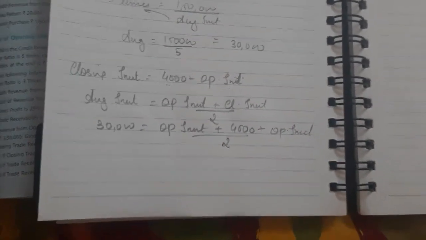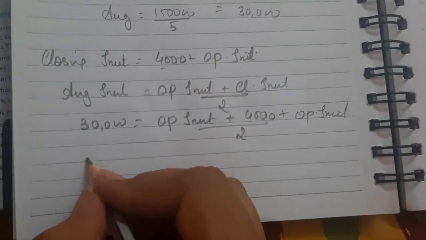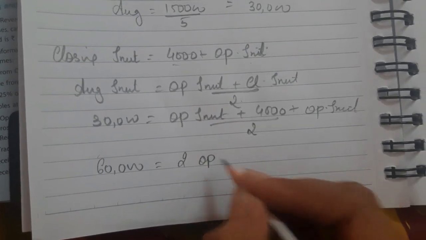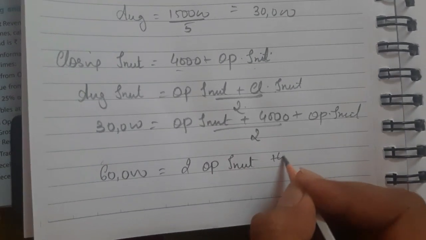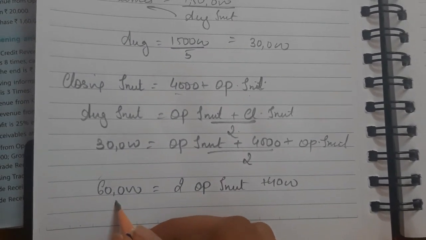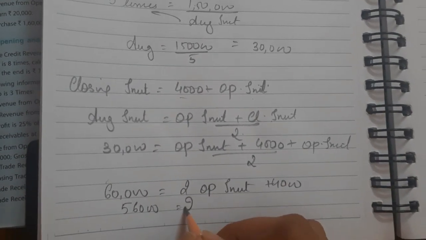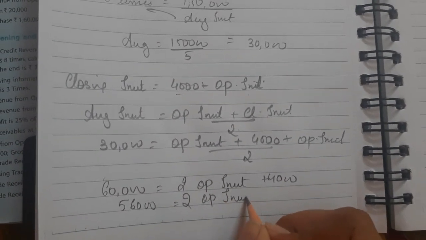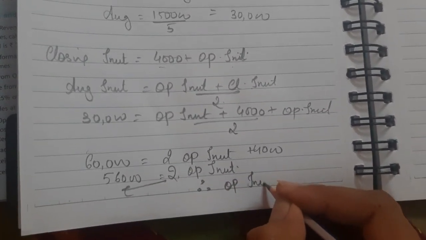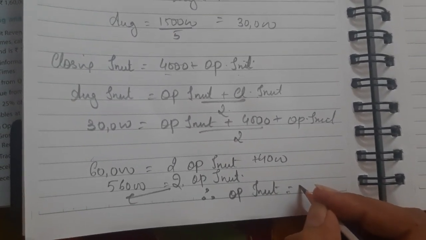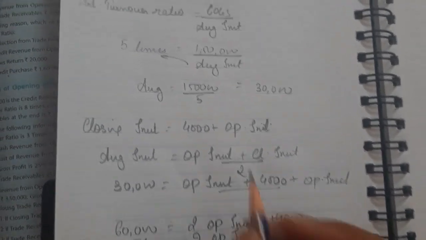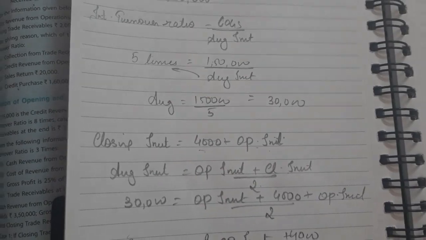divided by 2. Now this 2 will go here, fine, so this will be 60,000 is equal to 2 times opening inventory plus 4,000. Now this 4,000 will be deducted here, so 60,000 minus 4,000 will give you 56,000 is equal to 2 times opening inventory, right? And now this 2 will be divided here, therefore opening inventory will be 28,000, as 56 divided by 2 is 28,000. So you'll get your opening inventory, and now easily you can add 4,000 and you'll get your closing inventory.